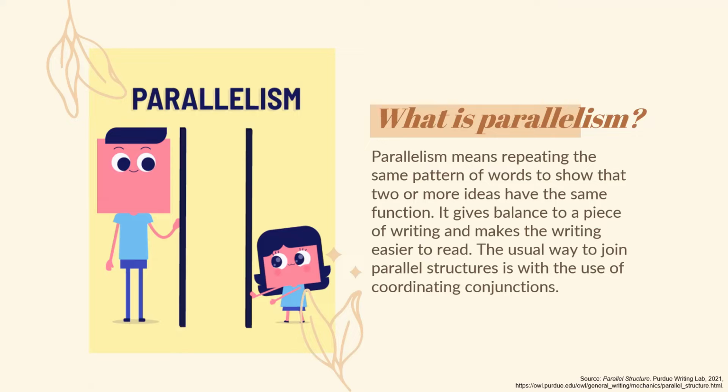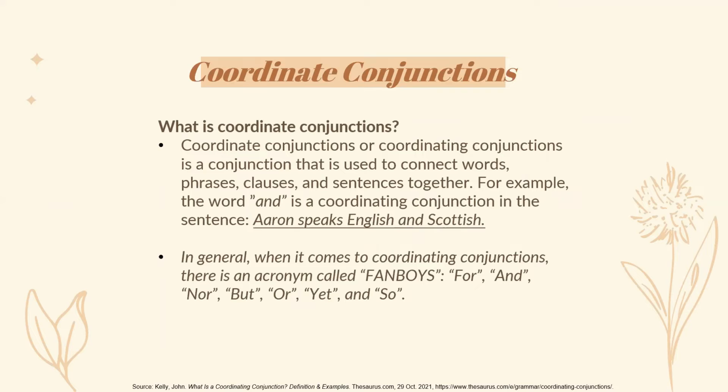Since we talk about coordinating conjunctions, we also need to understand what they are. A coordinating conjunction is a conjunction that is used to connect words, phrases, clauses, and sentences together. For example, in this sentence, Aaron speaks English and Scottish. There is one coordinating conjunction. What is that? It is and.